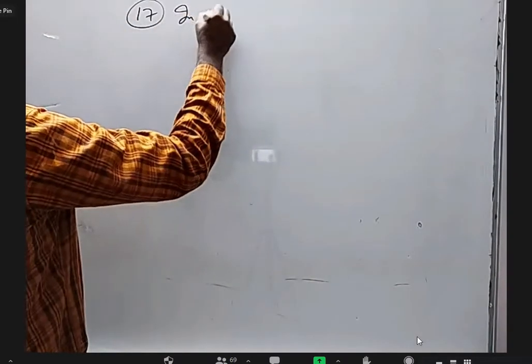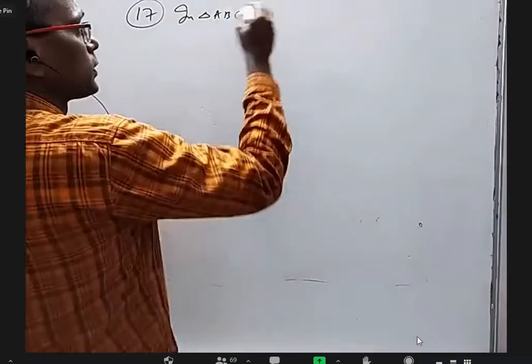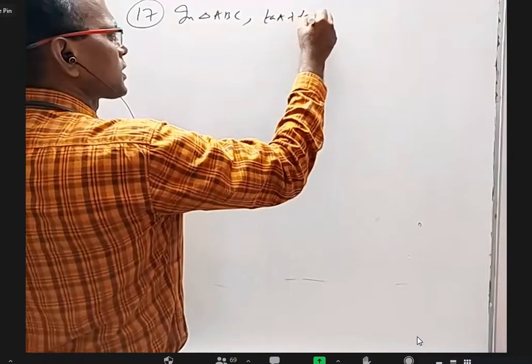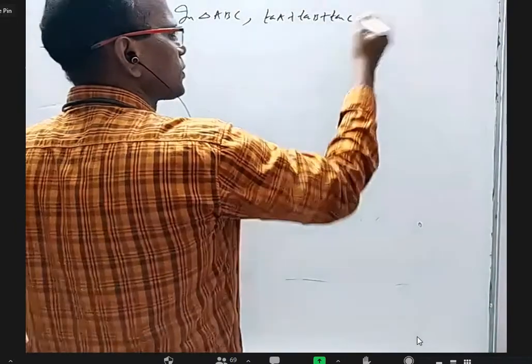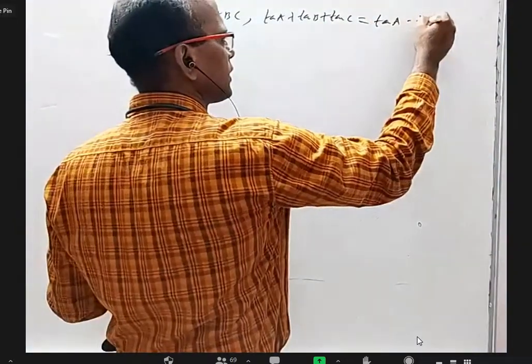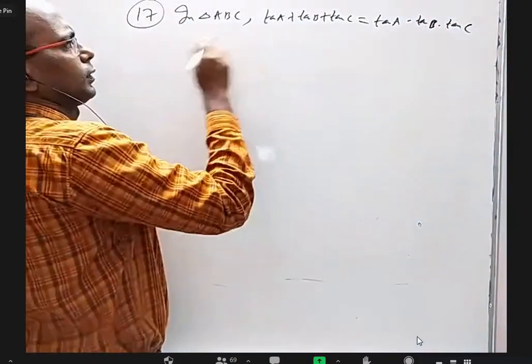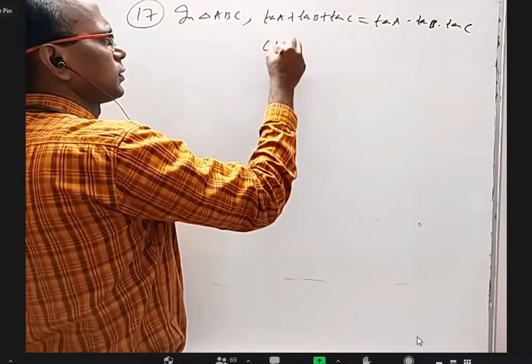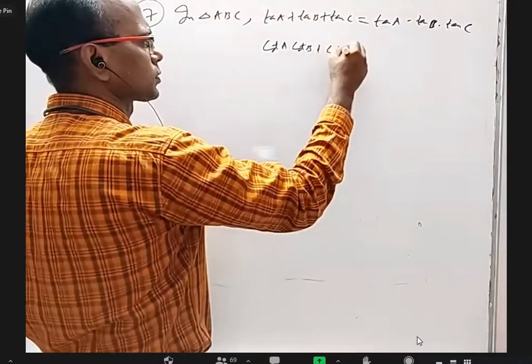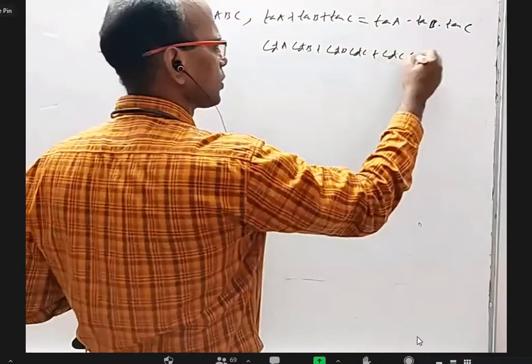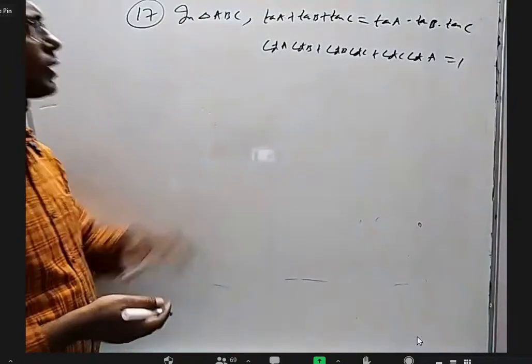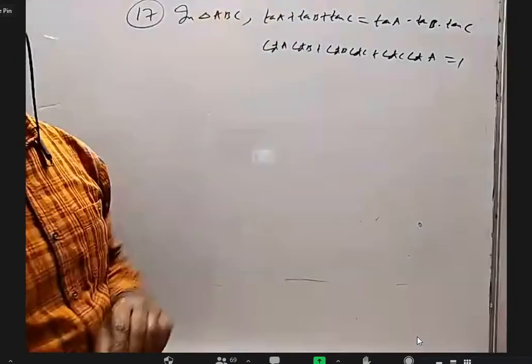What is the last point? It is the 16th point I told. Okay, 17. You take any triangle, then tan A plus tan B plus tan C, their sum is always equal to the product tan A into tan B into tan C, in any triangle ABC. You can even write cot A cot B plus cot B cot C plus cot C cot A equal to 1. Both are the same. If you write tan as 1 by cot, or cot as 1 by tan, you will get this.